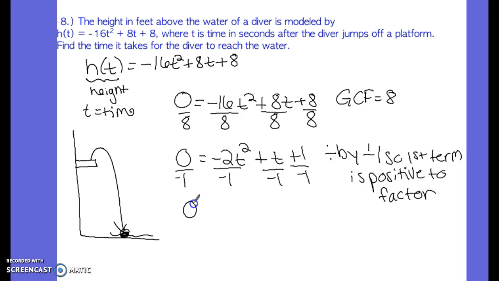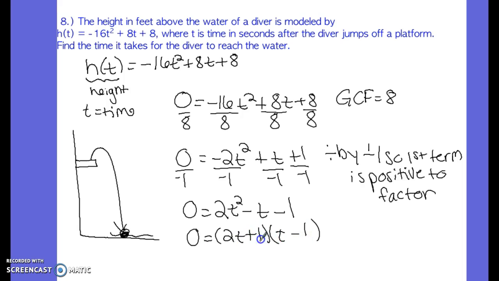So when I do that, I get 0 equals positive 2t squared minus t minus 1. Now, because 2 is prime, I'm going to go ahead and use guess and check. I'm going to have 2t and t. The only things that can multiply to be negative 1 are positive 1 and negative 1. So I'm going to do negative 1, positive 1, and check. Remember doing it this way. 1t, 2t times negative 1 is negative 2t. That equals negative 1, so we got it factored correctly.